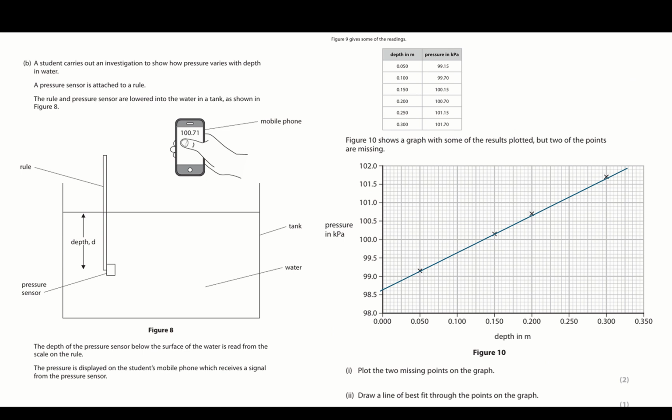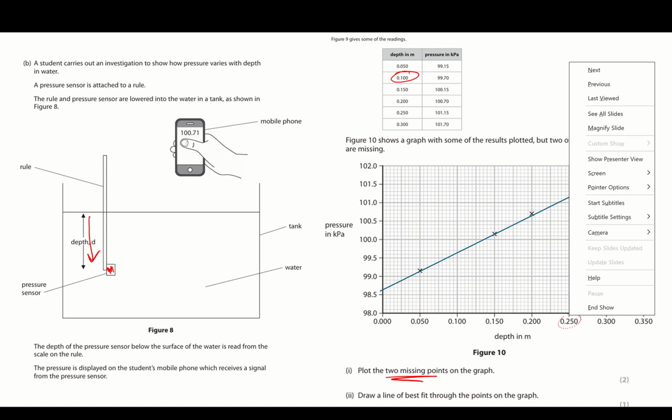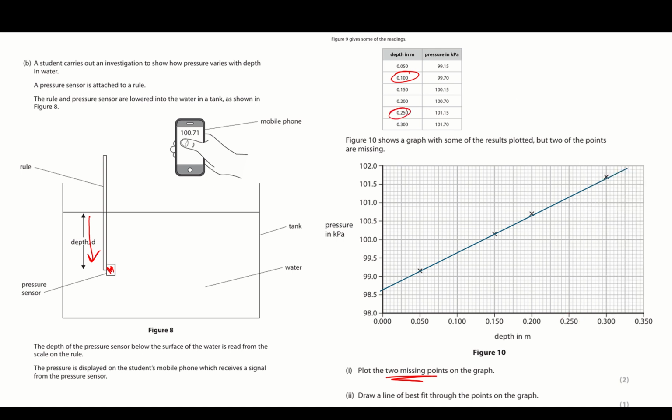A student carries out an investigation to show how pressure varies with depth. They've got a pressure sensor here, and it's connected to their mobile phone. They're then going to change the depth, and then we can see this here. I've already put the line of best fit in because I really struggle with astigmatism in terms of graphs. So plot the 2 missing points. We can see we're missing that one and we're missing that one, and then you just have to put those in like so. Draw a line of best fit, so it's a straight line.